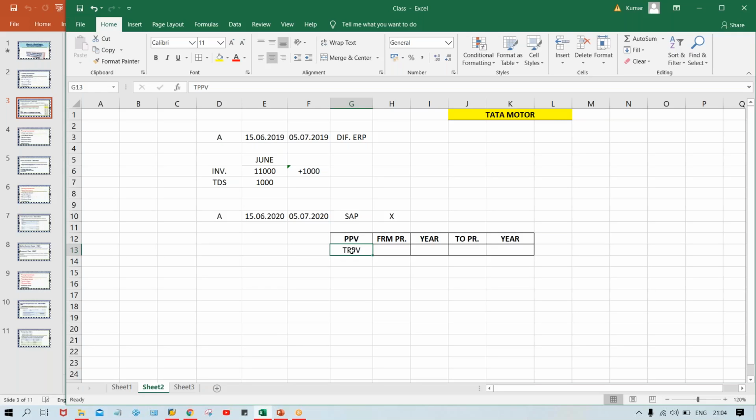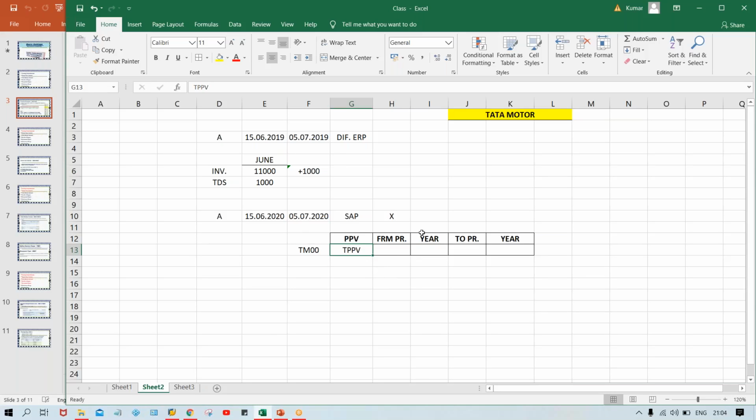So once we have created the posting period variant guys, first of all we have to create a posting period variant, and once it is created, after creation it is going to be assigned, linked with the company code. Now against this posting period variant we have options to open and close the period.